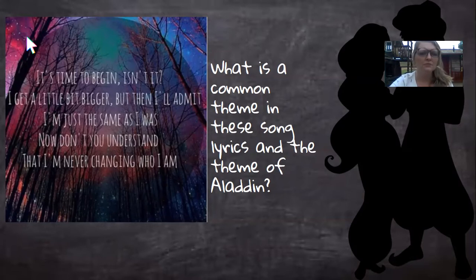Okay? So what I wanted to point out is this right here. What is a common theme in these song lyrics and the theme of the story Aladdin? Okay, we just read Aladdin, and we just read these song lyrics. And I'll leave them here for a moment so you can read them again if you want. But we're looking for a common theme in these two, okay?